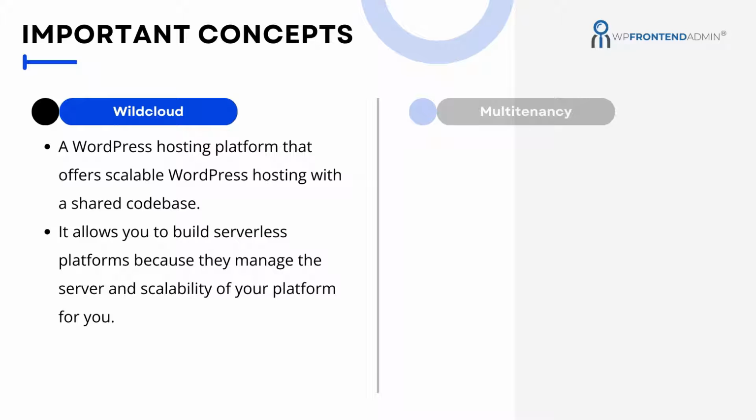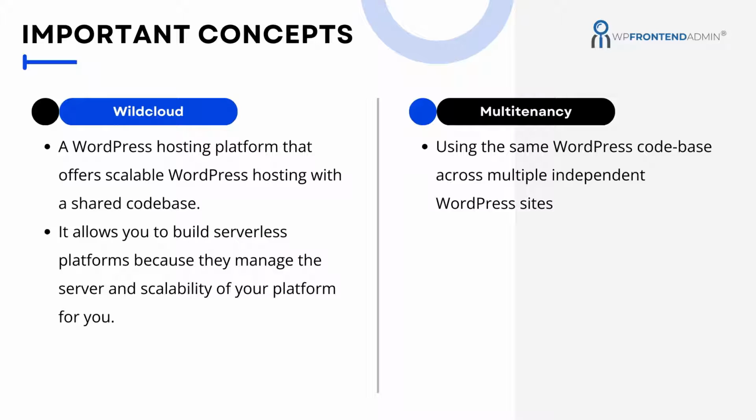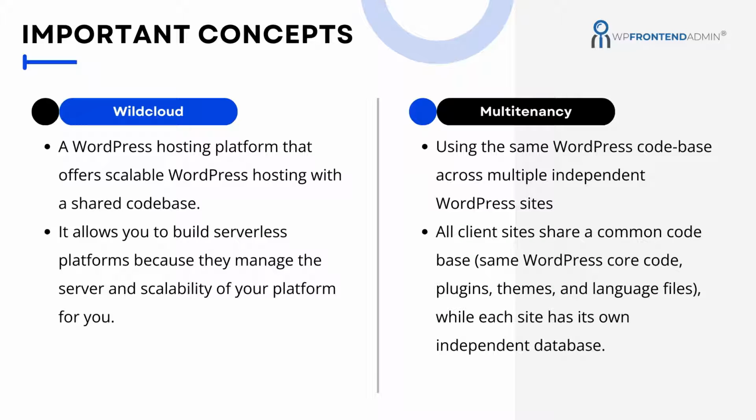For many years, the most popular option if you wanted to create a platform containing multiple sites was to create a WordPress multi-site network. But in this course, we will use a different approach called multitenancy. Multitenancy refers to using the same WordPress codebase across multiple independent WordPress sites. In a WordPress multi-tenant setup, all client sites share a common codebase, meaning the same WordPress core code, plugins, themes, and language files, while each site has its own independent database. This way, you can avoid the disadvantages of a multi-site network because your platform will have better scalability, and database or security problems affecting one site will not affect the rest of the sites of your platform.